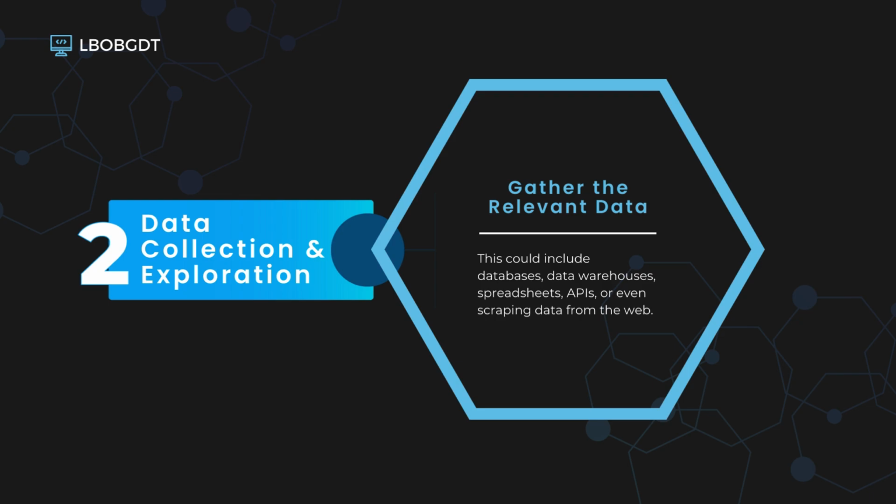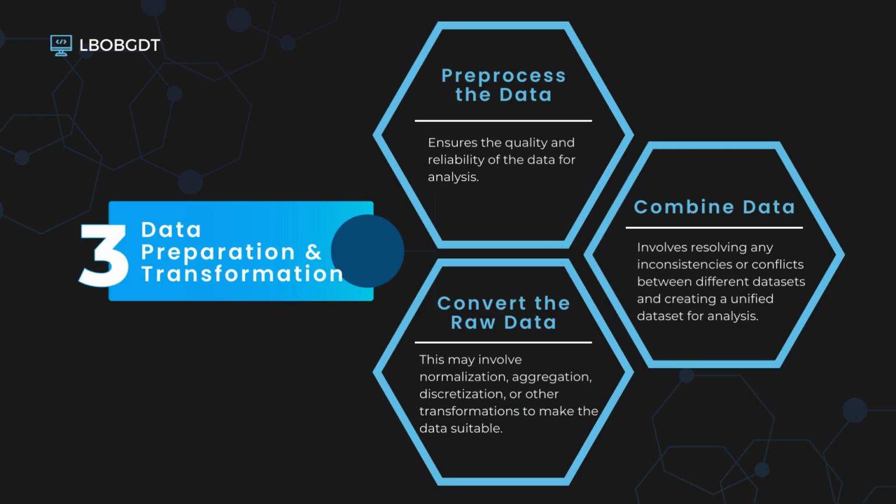This is where we gather the relevant data from various sources. This could include databases, data warehouses, spreadsheets, APIs, or even scraping data from the web. The third step is data preparation and transformation. First, we pre-process the data to handle missing values, outliers, inconsistencies, and noise. This step is crucial for ensuring the quality and reliability of the data for analysis.